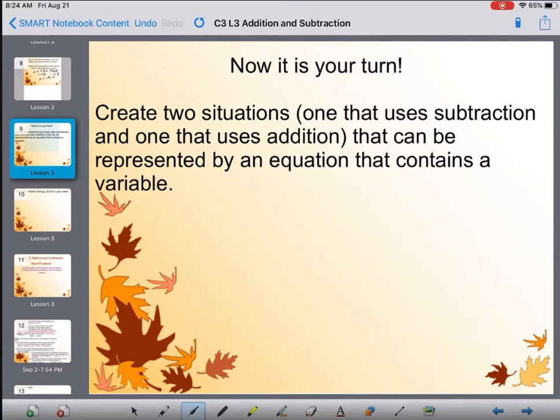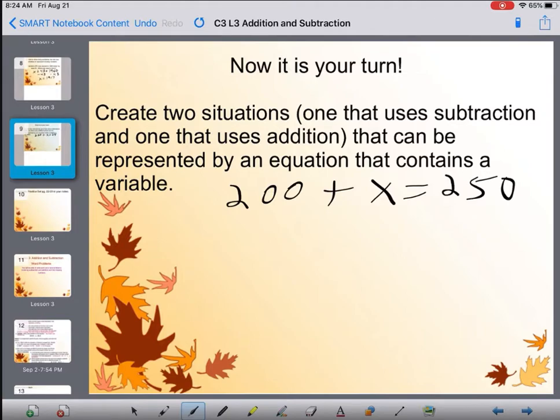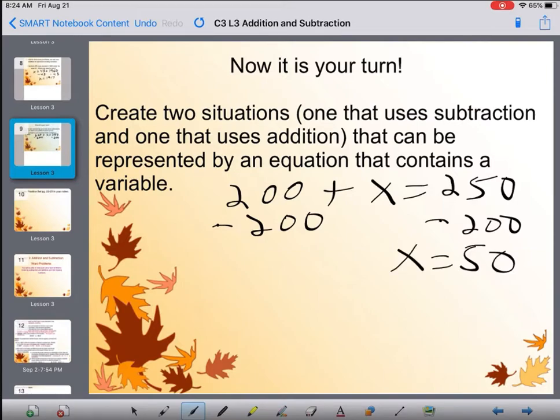So therefore we could see that it would be 200 plus x equals 250, and therefore we could see that x would be equal to 50. So that'd be $50 that would be spent on Beanie Babies.